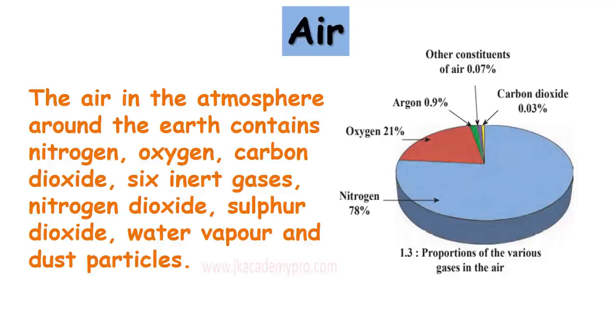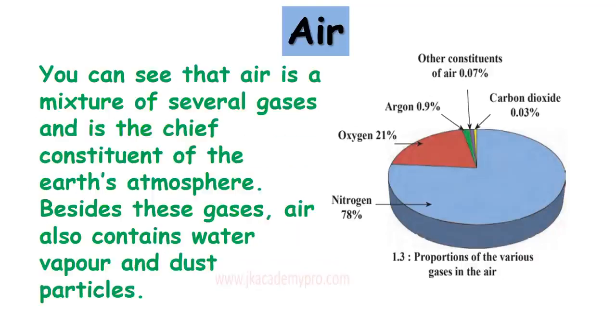Argon is 0.9%. Carbon dioxide is 0.03%. And other gases, that is the other inert gases and water vapor and dust particles, comprise of 0.07% of all the gases in the air. You can see that air is a mixture of several gases and is the chief constituent of the Earth's atmosphere. Now, what do you mean by chief constituent? Chief constituent means the main constituent of the Earth's atmosphere.